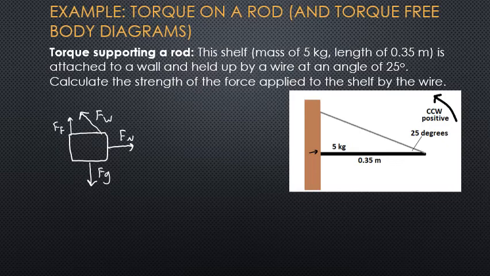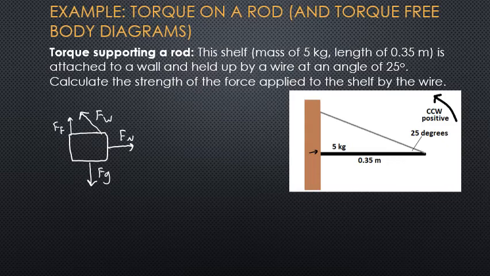So here's the issue. We know force gravity, right? Because we've got 5 kilograms, so we know that force of gravity is 5 times 9.8. And we know the total net force is 0 because this shelf isn't accelerating. It's attached to the wall, so it's not going anywhere. So no acceleration, so all of these forces do have to balance out.